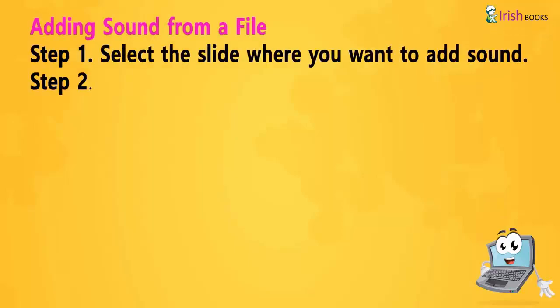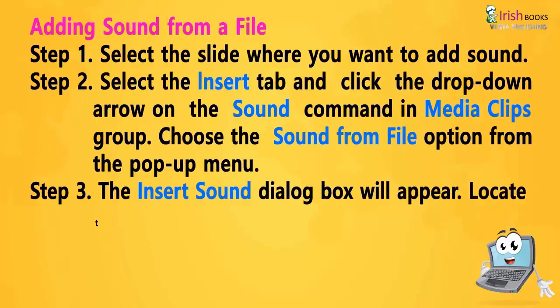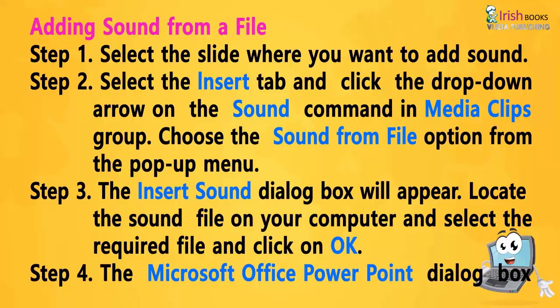Adding sound from a file. Step 1. Select the slide where you want to add sound. Step 2. Select the Insert tab and click the drop-down arrow on the Sound command in the Media Clips group. Choose the Sound from File option from the pop-up menu. Step 3. The Insert Sound dialog box will appear. Locate the sound file on your computer, select the required file and click on OK.